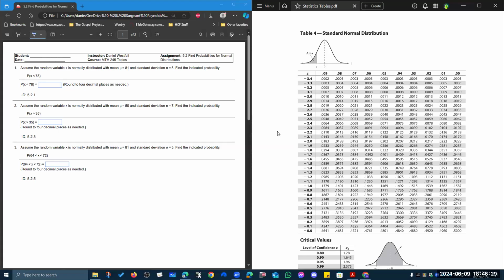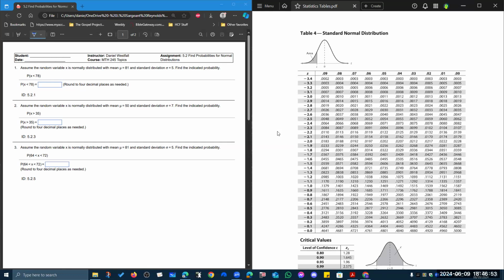In this video, we're going to find probabilities for normal distributions. Notice these are not from 5.2. Notice these are not standard normal distributions anymore. We don't have a mean of 0 and a standard deviation of 1. So we're going to have to use our formula for z to convert our x value to a z value so that we can use our z table.